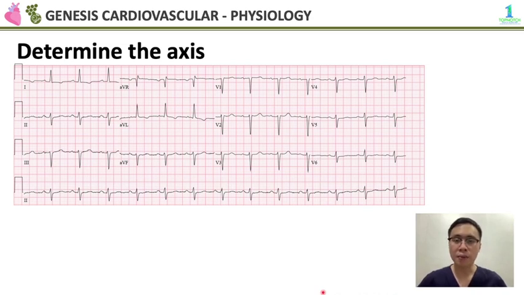So, regular siya. If regular, we can use our formula of 1,500 divided by the number of small squares from R to R. Remember, kapag irregular, hindi yun pwede. You get a 6-second strip, you count the number of QRS complexes. So, grab your calculators, let's compute. So, 1,500 divided by the number of small squares from R to R. Sige, pakibilang nga, practice tayo.